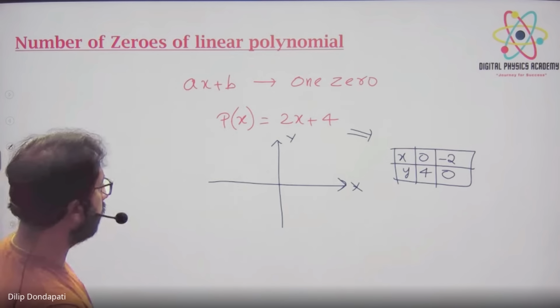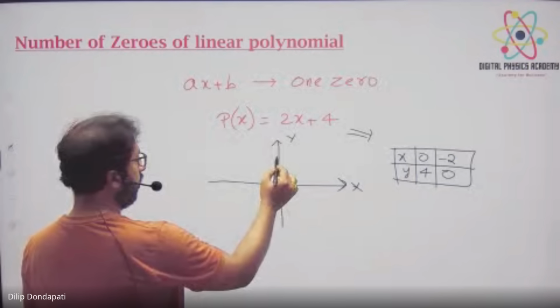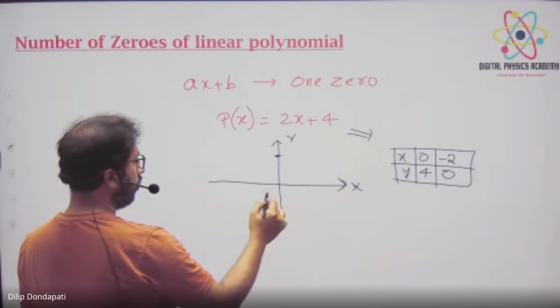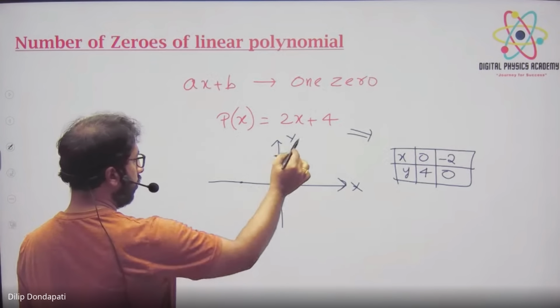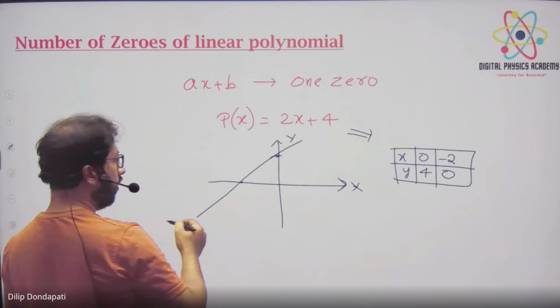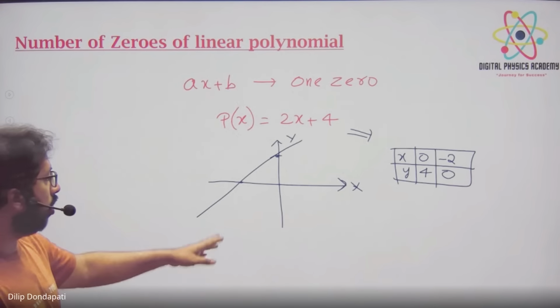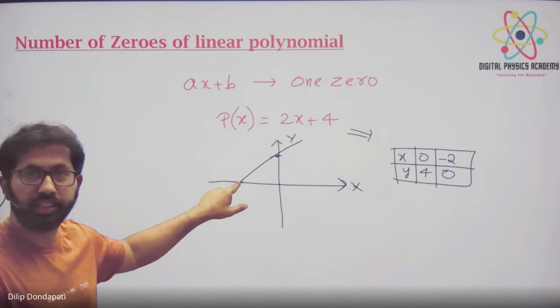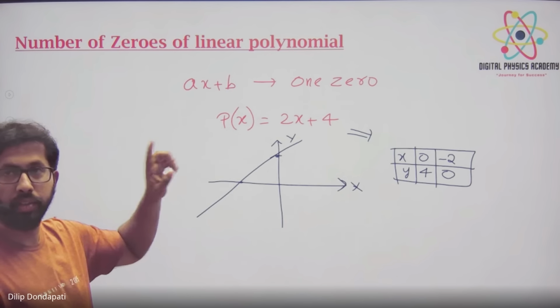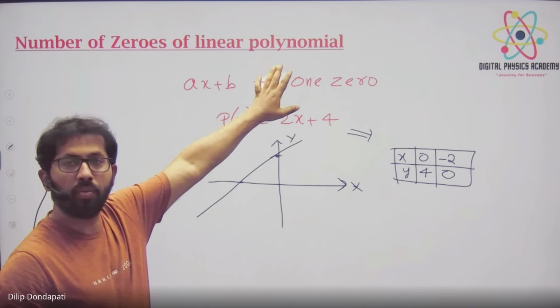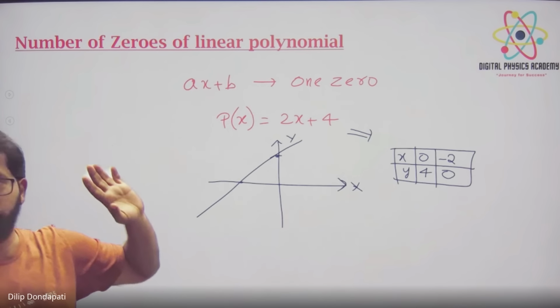So 0, 4 will be approximately here, and minus 2, 0 will be here, right? So the graph will be like this, right? So how many zeros are there? It is touching the x-axis at how many points? 1. So that's why a linear polynomial always has 1 zero, always.